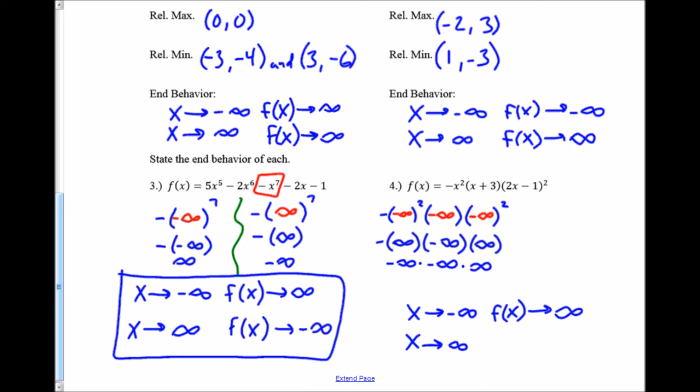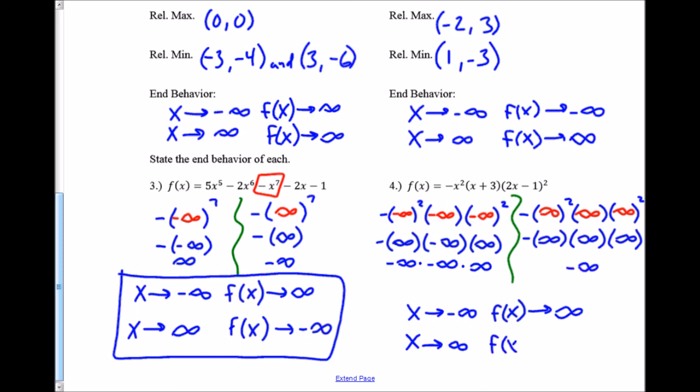Okay? And then I do the same thing with a positive infinity. I'm going to plug that in. So again, it's a negative value squared times the next value times another value squared. And I'm plugging infinity in this time, the positive version. So when I do that, infinity squared is infinity, and then I tack on this negative sign right here, times a positive infinity times infinity squared, which is infinity. And now I've got a negative times a positive, which is a negative infinity. So f of x is going to negative infinity.